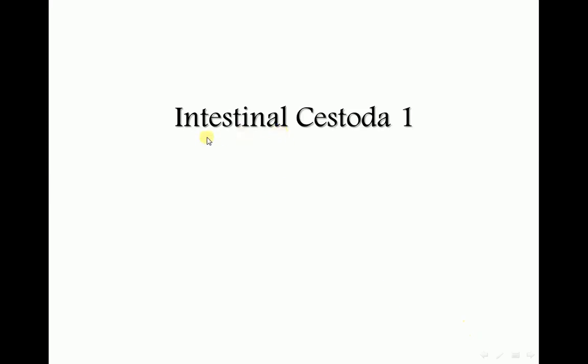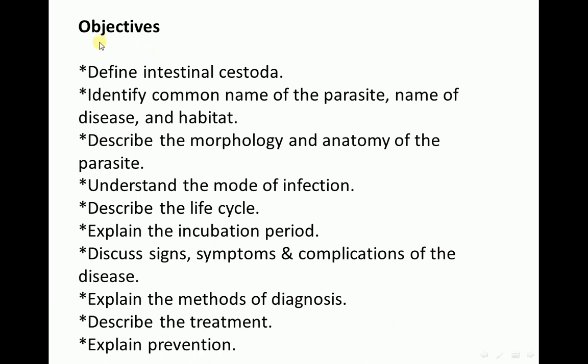Our lecture today: Intestinal Cestoda. Objectives of our lecture: define intestinal cestoda, identify common name of the parasite, name of disease and habitat, describe the morphology and anatomy of the parasite, understand the mode of infection, describe the life cycle, explain the incubation period, discuss signs, symptoms, and complications of the disease. Explain the methods of diagnosis, describe the treatment, and explain prevention.